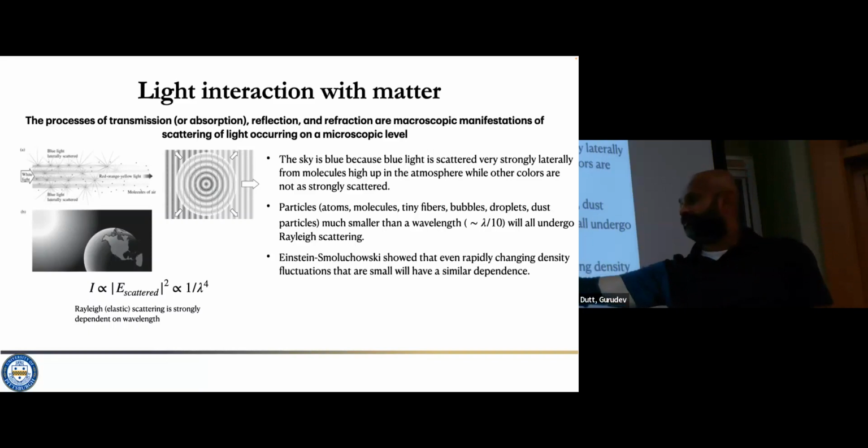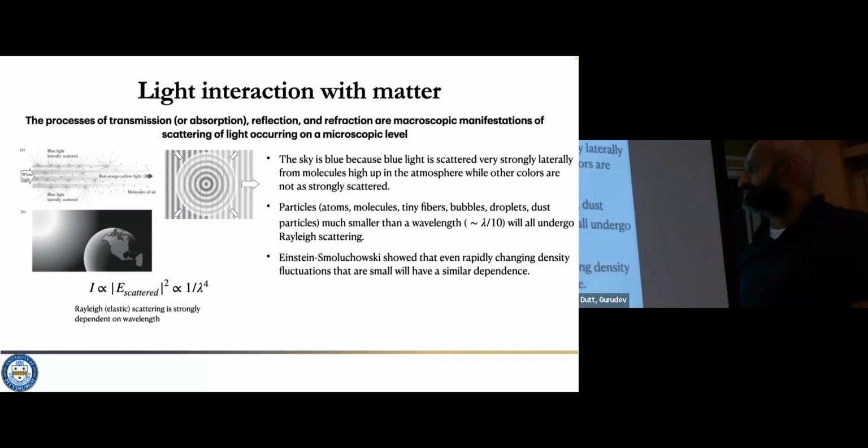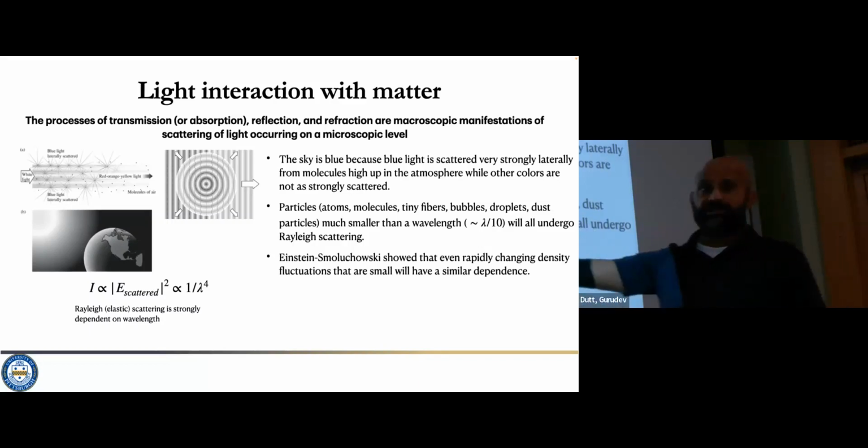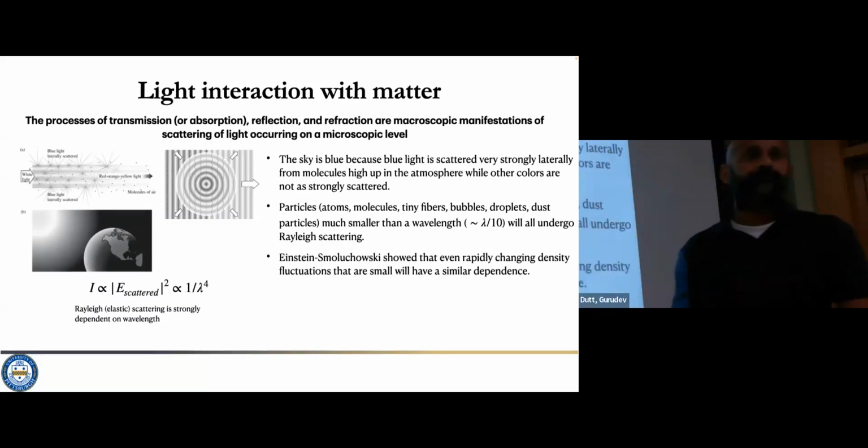Again, this was shown by Einstein and Smoluchowski. In fact, this was during the so-called miracle year that Einstein had, when he came out with the theory of relativity and the photoelectric effect. He also, with Smoluchowski, showed this effect. This is also a very important relationship: even some kind of density fluctuation in a small volume, as long as it's rapidly changing, will have a similar dependence on the wavelength, 1 over lambda.